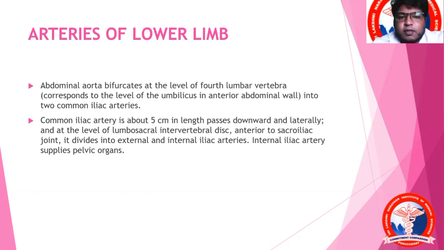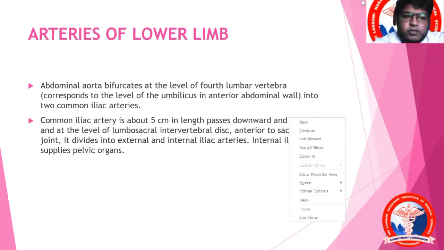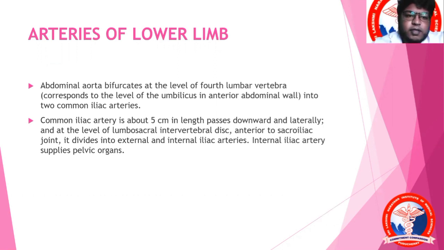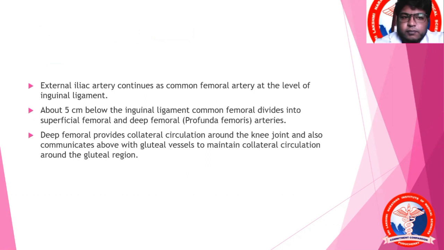Common iliac artery is about 5 centimeters in length, passes downwards and laterally, and at the end of lumbosacral vertebral disc, anterior to sacroiliac joint, it divides into external and internal iliac arteries. Internal iliac artery supplies pelvic organs. External iliac artery continues as common femoral artery at the level of inguinal ligament.